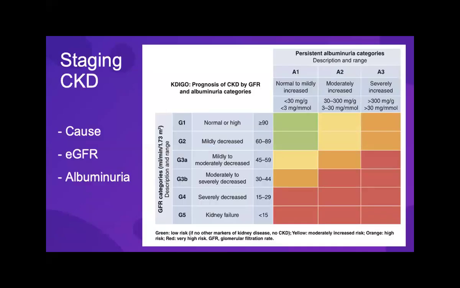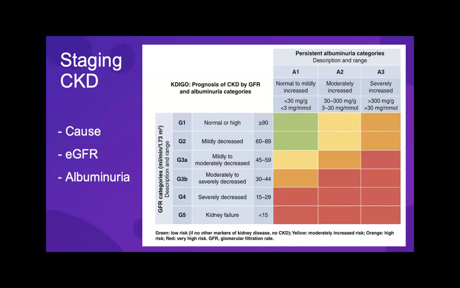So we've spoken already about the definition of CKD. Just as a reminder, what we use here is typically an eGFR less than 60 for more than 3 months, or persistent proteinuria for more than 6 months, or albuminuria. So let's chat quickly about the staging for CKD. One should stage CKD on three criteria. Firstly, looking for your cause, and secondly, the eGFR, and thirdly, the albuminuria.